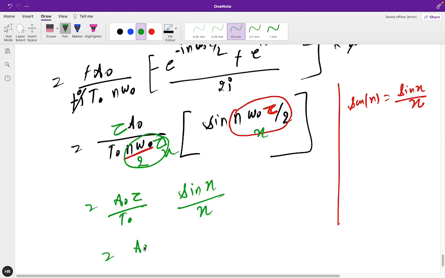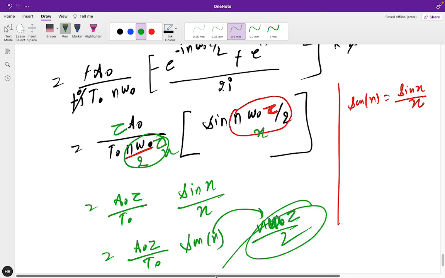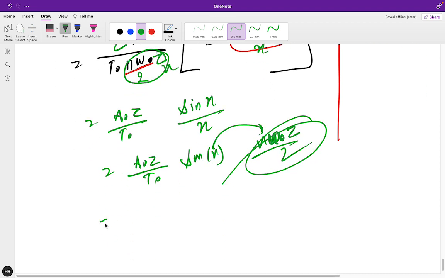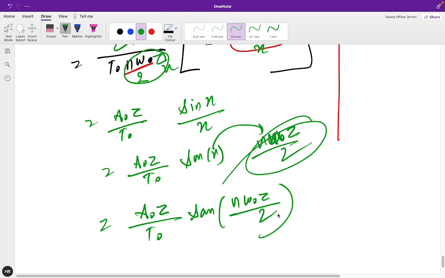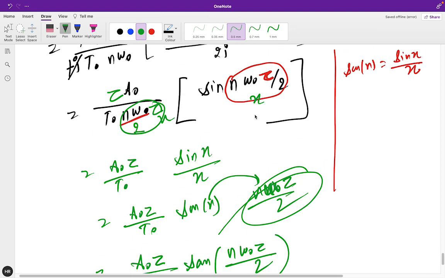So I am getting a naught tau by t naught, sampling of x, and x is n omega naught tau by 2. So we got the result. Yeah, this is the correct result: a naught tau by t naught, sampling of n omega naught tau by 2. So these things can be represented in this manner also.